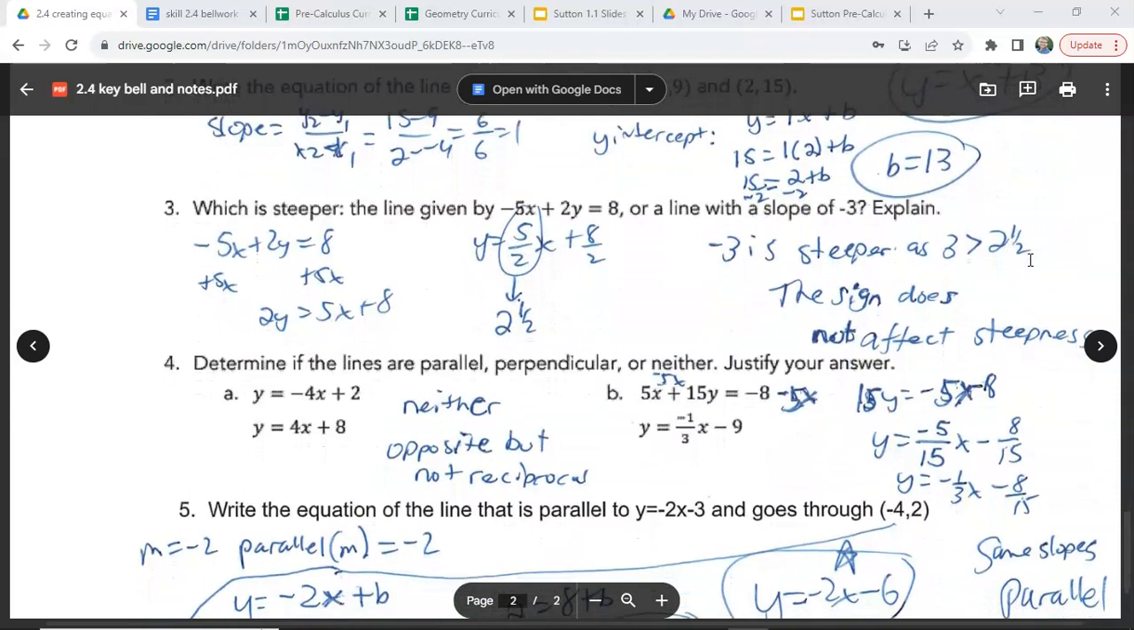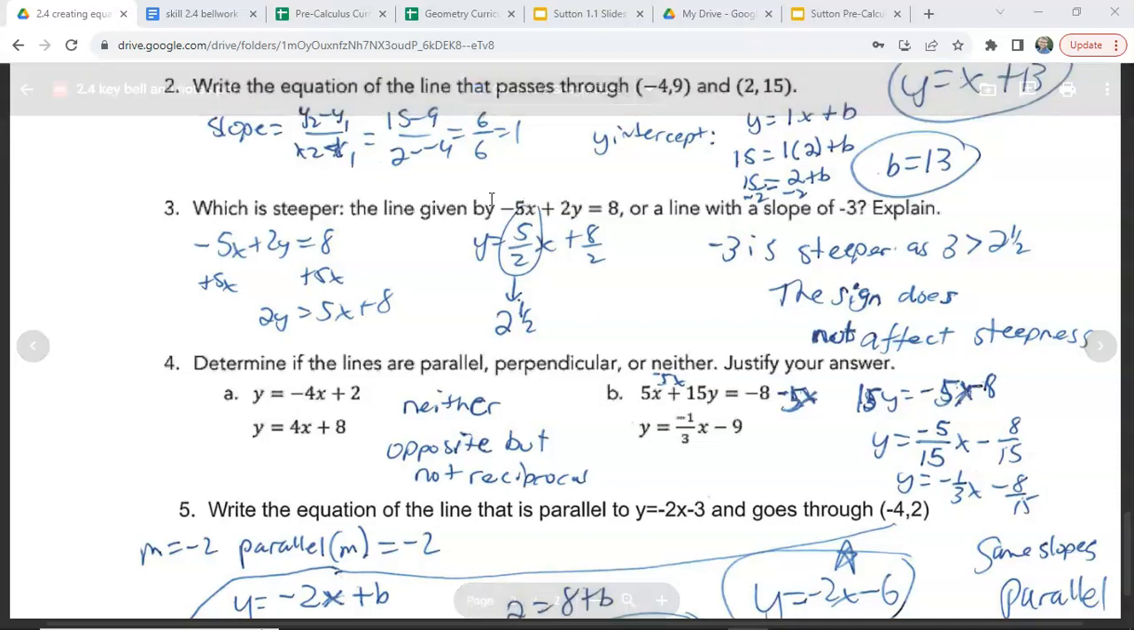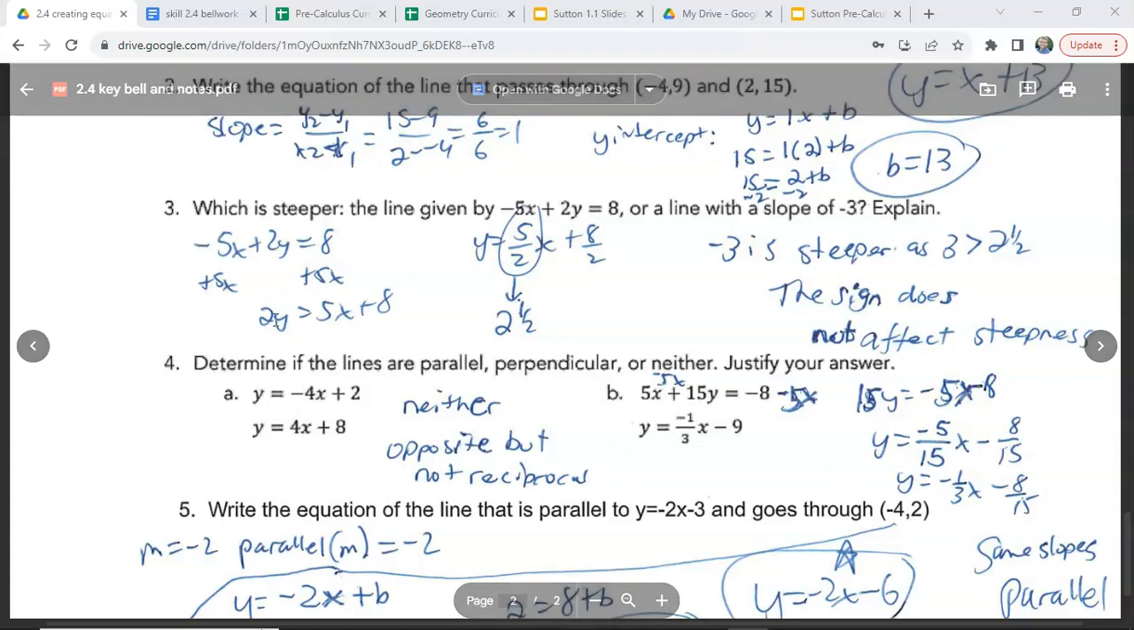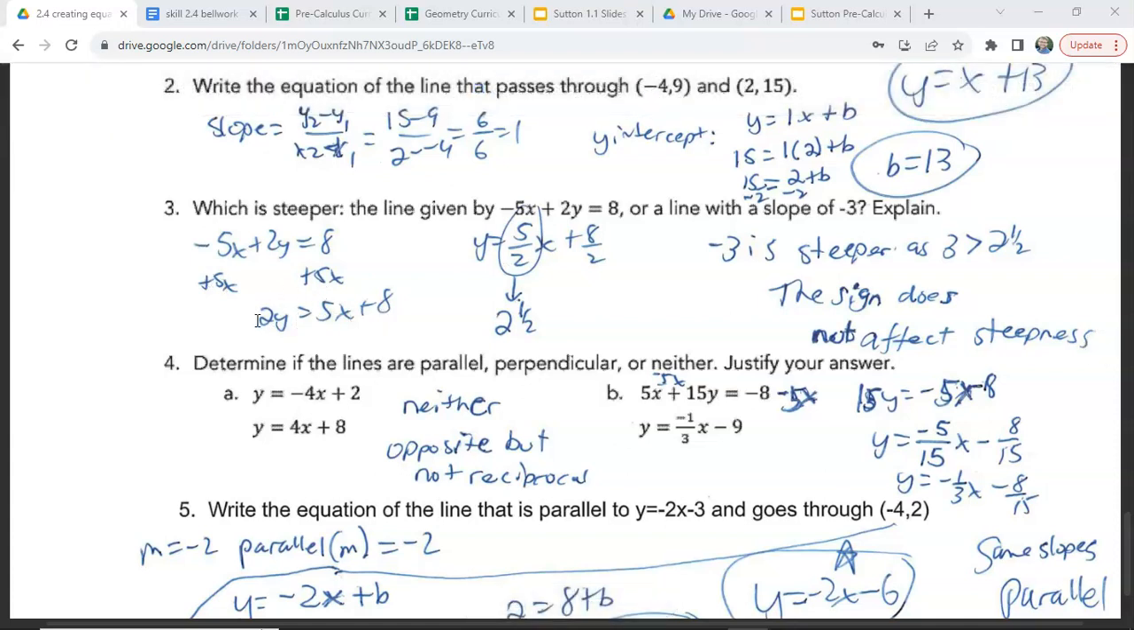Number 3, which is steeper, the line given by -5x plus 2y equals 8, or a line with a slope of -3. So we need to find the slope of this line to compare. So we have to get it in y equals mx plus b form. So we would add 5x on both sides. We get 2y equals 5x plus 8. Divide by 2 on both sides, we get y equals 5 halves x plus 8 halves. So 5 halves as a mixed number is 2.5.